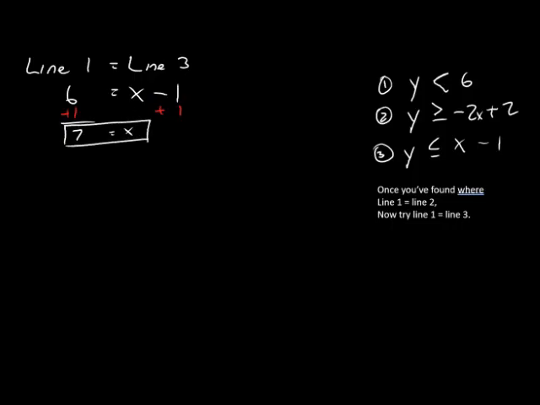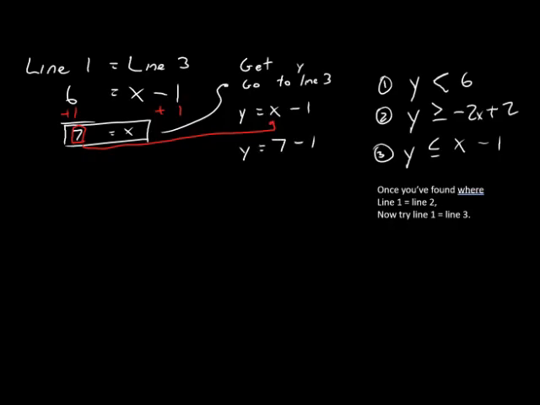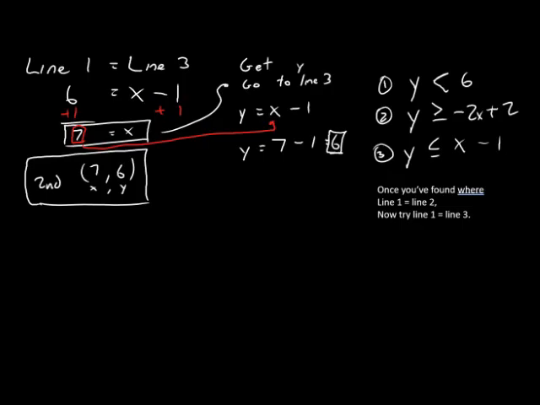And now that we have our x, we have to also get y. To do that, we will go to line 3. And we'll say y is equal to x minus 1, but we know our x is 7. So we'll place that 7 in the x position, and we'll say y is equal to 7 minus 1, which is 6. Therefore, our second vertex will be x comma y, and the x was 7, the y was 6. This is the second place we can expect our lines to cross.